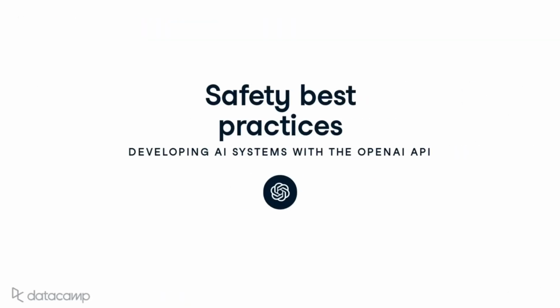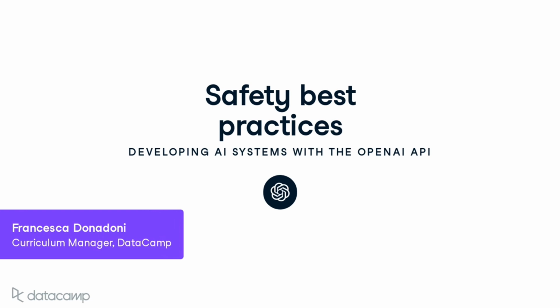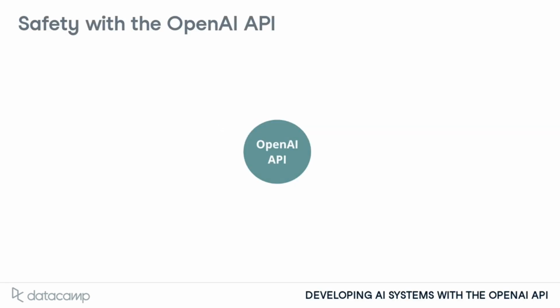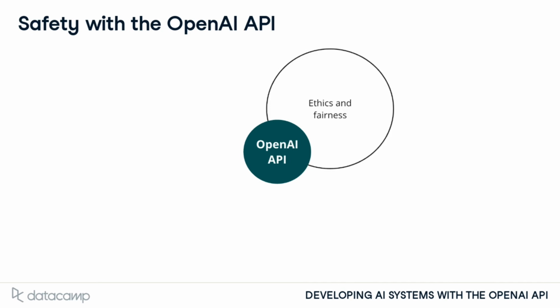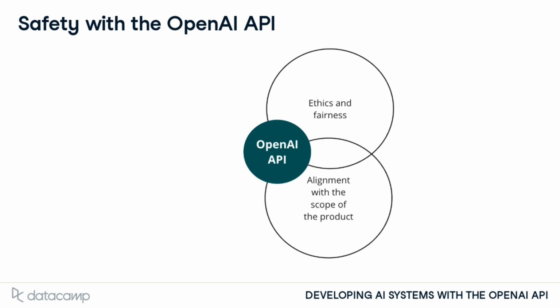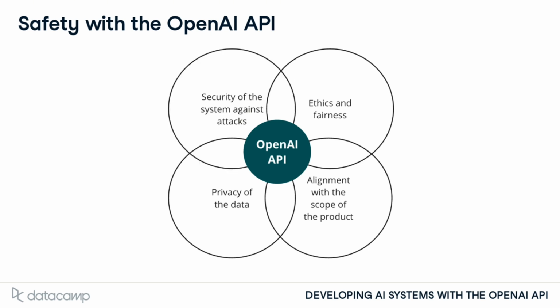In this last video, we will explore the best practices for maintaining safety while using the OpenAI API. In addition to the techniques we've seen so far, there are multiple ways to ensure safety when developing AI systems. AI safety encompasses multiple disciplines and needs to ensure that the content generated is safe, including following ethics and fairness guidelines. As the content generated is not strictly set by the developers of the product, safety also needs to ensure that it is aligned with the scope of the product. Finally, it also includes traditional safety measures for software systems, including keeping data safe and securing the whole system against attacks.